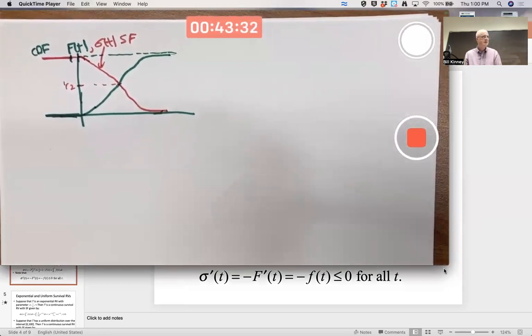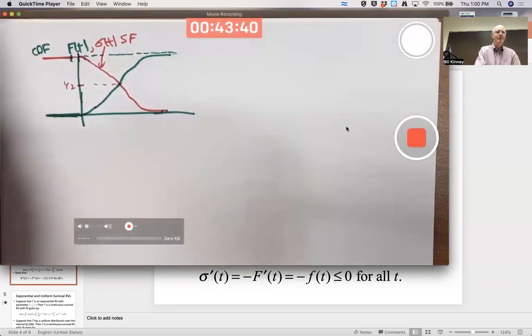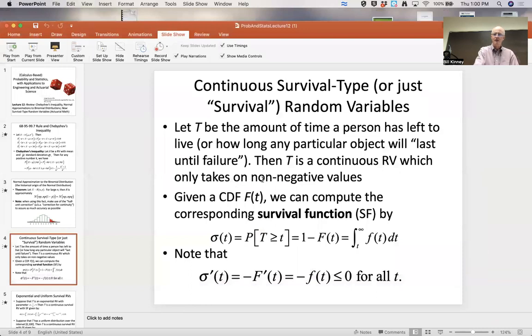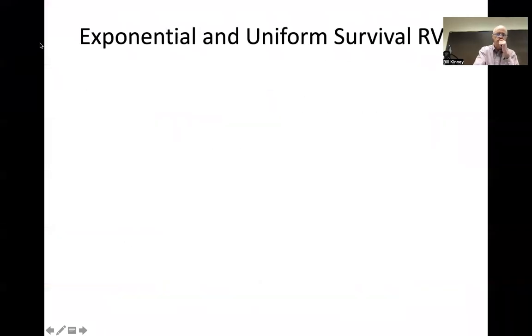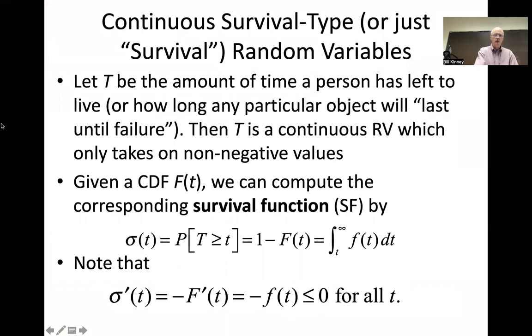Its derivative is always less than or equal to 0. It's either constant sometimes or in general decreasing. But that makes intuitive sense if you think about probabilities as well. The probability that you're going to live at least 70 years is less than the probability that you're going to live at least 50 years. 70 is bigger than 50. This function's decreasing.